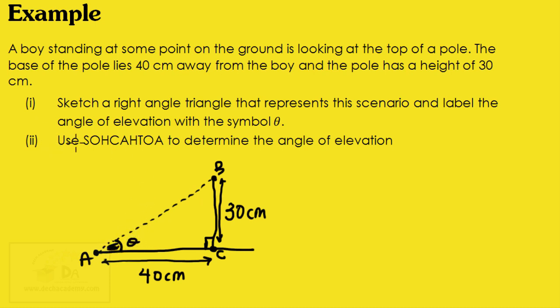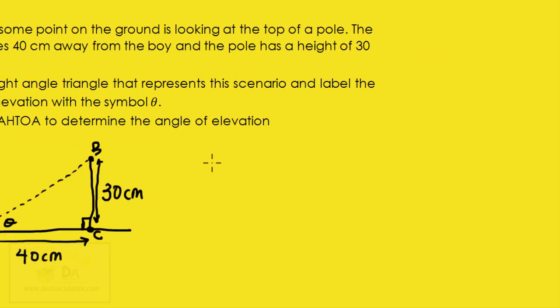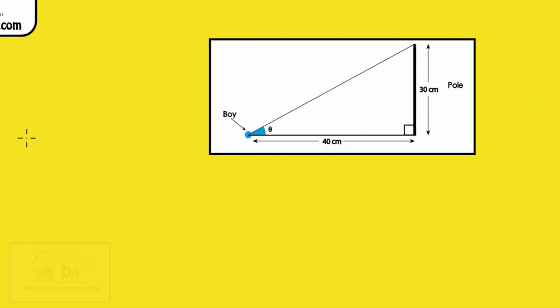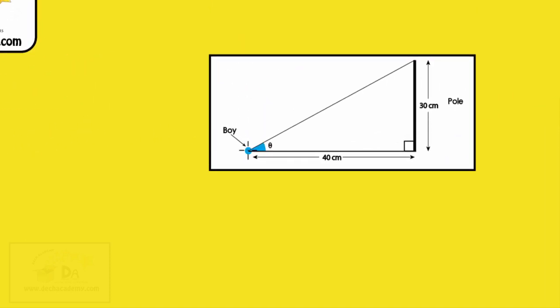The second question says use SOHCAHTOA to determine the angle of elevation. So I'm just going to move on to a neater sketch of the problem. So here we have the boy here. We have the pole of height 30 centimeters. And we have the base of the pole here. And the distance between the boy and the base of the pole is 40 centimeters.